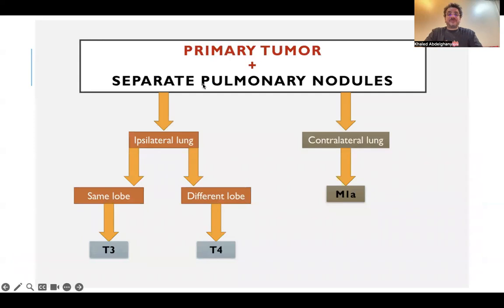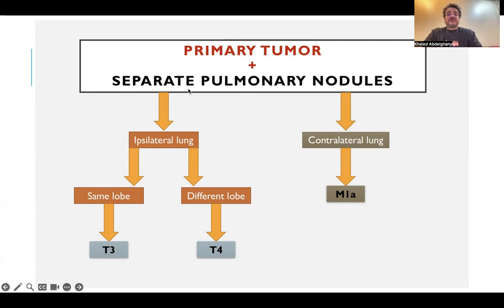Presence of primary tumor with separate pulmonary nodules, if they are ipsilateral, this will play a role in the tumor staging, not the metastasis staging. If present in the same lobe, like in our case, if we suppose we have a separate nodule in the same lobe, which was right lower lobe, it will change the staging into T3. If the separate nodule is present in a different lobe, in our case the right-sided lower lobar, so if the nodule is present in middle lobe or upper lobe, this will render the tumor staging into T4.